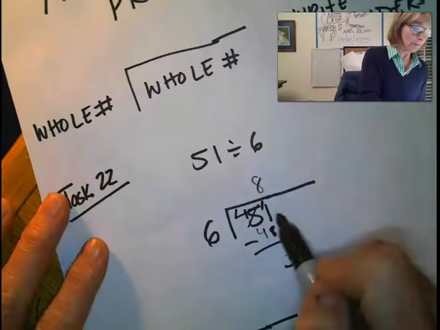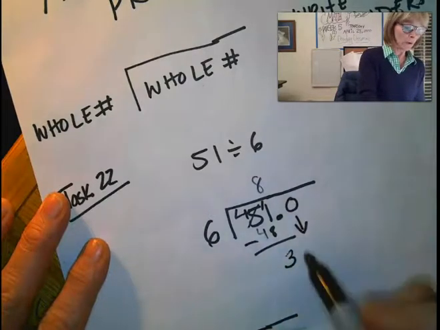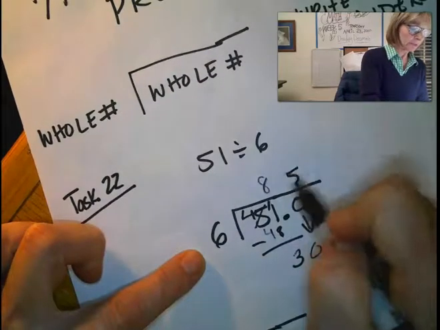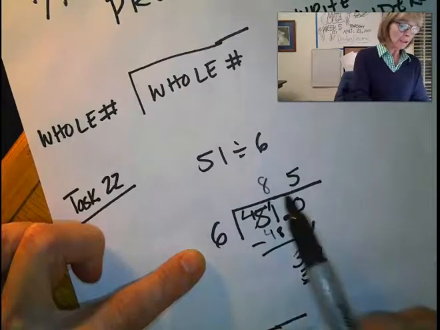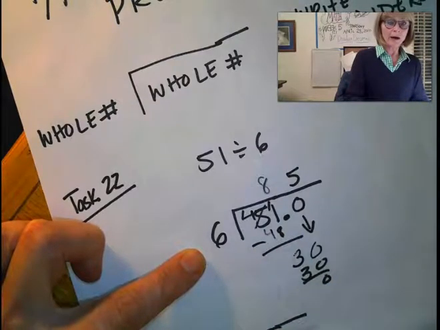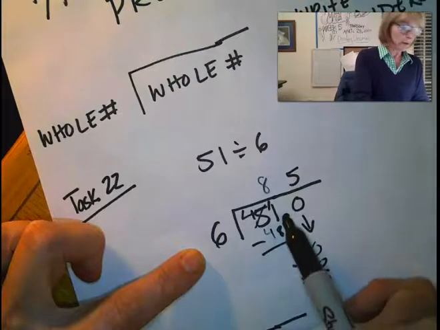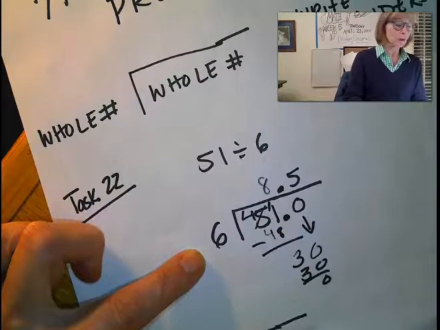So I'm going to put a decimal point up here and annex a 0. I'm going to bring down that 0 and make that 30. And then 6 goes into 30 5 times, leaving us with 0. Okay, now my answer is not going to be 85. If I have a decimal in that dividend there, I'm going to go straight up, and my answer is going to be 8.5. So 51 divided by 6 is going to be 8 and 5/10.